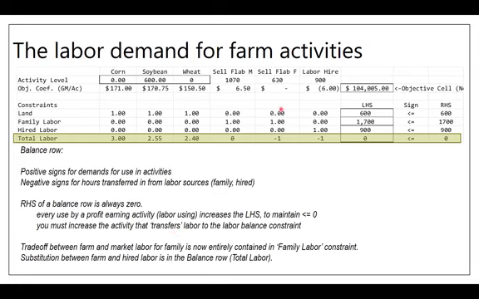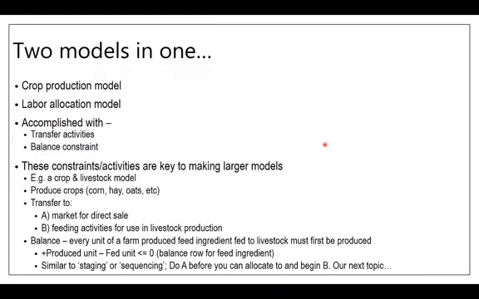Call them transfer activities. This +1 -1, that's a transfer set of coefficients, and then this balance row works to keep everything, the demands, the supplies, in balance. This trade-off between the farm and market labor for the family is now entirely contained in this family labor constraint, and substitution between farm and hired labor is completely controlled down here. So we've delinked those two things, and that was the critical piece.